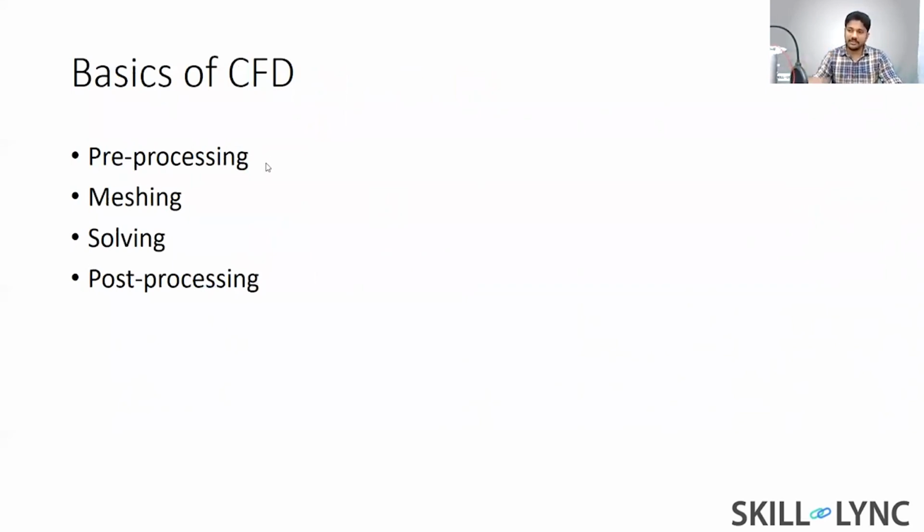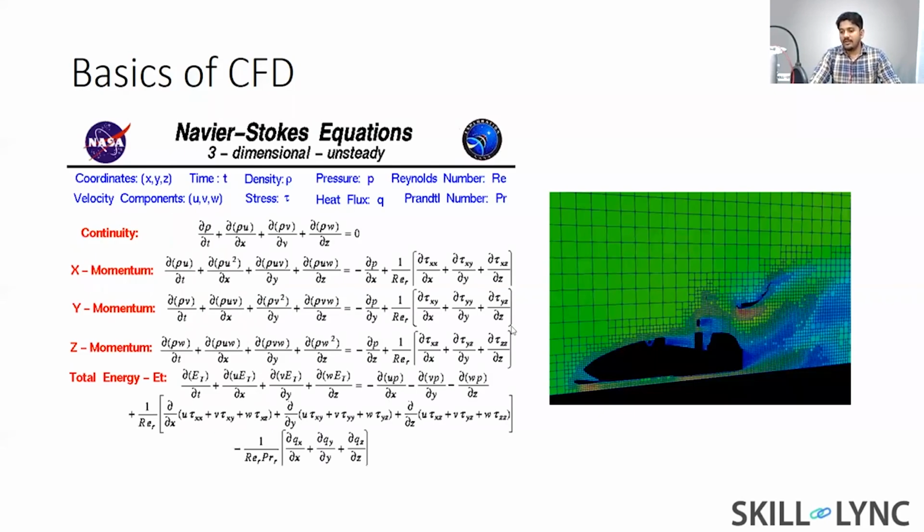So, basics of CFD. In general, there are 4 processes: pre-processing, meshing, solving, and post-processing. If you want to do a good job in CFD, you need to be aware of all these 4 concepts. If you don't, then you're kind of not being thorough. So what is CFD all about? Well, CFD is all about solving some fundamental equations. These equations are partial differential equations. They are nonlinear. And these are the minimum set of equations that you need to solve.